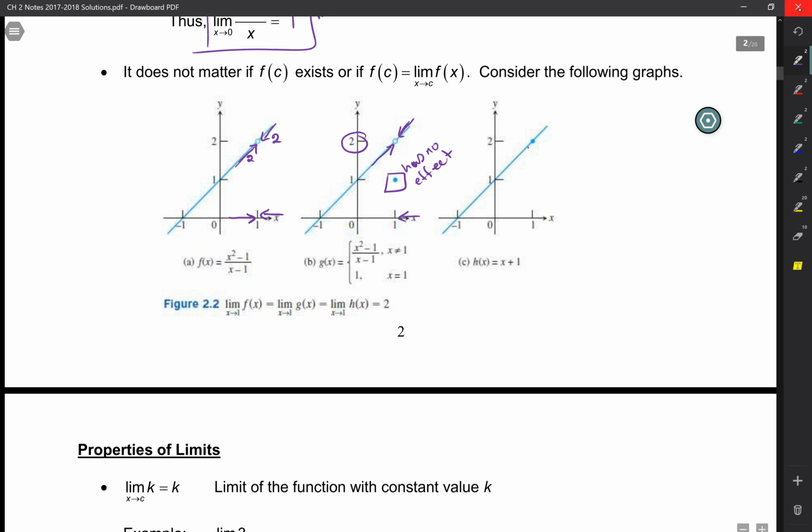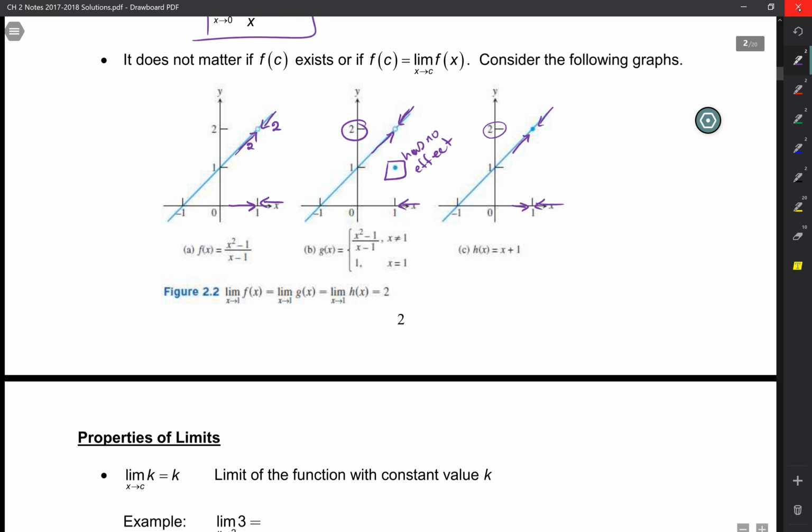Take a look at this one. As I approach from the left side, what value is my graph approaching? 2. As I approach 1 from the right side, what value is it approaching? 2. Did it get to 2? Yeah, but it's totally irrelevant. Where is it intending on going? Are they approaching the same value from either side? So in each of these, the limit of f of x, the limit of g of x, and the limit of h of x is all 2.